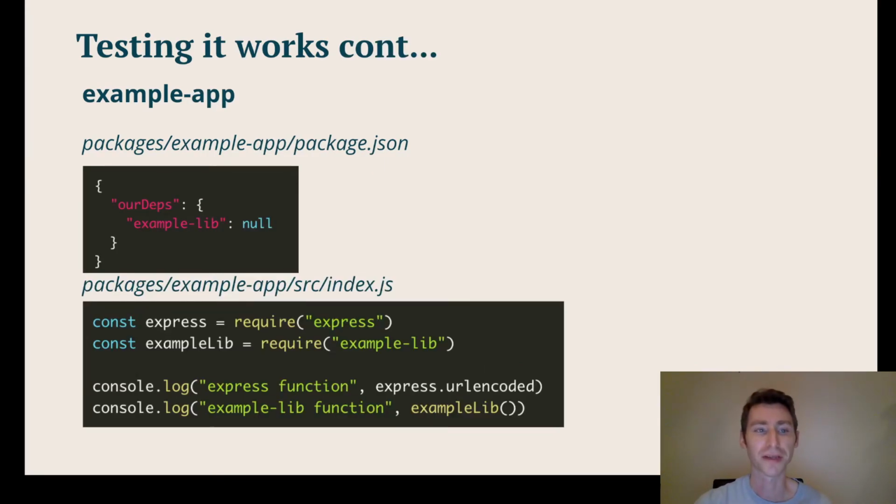Now onto the second part of testing the app. We've got the example app, which will print information from a real library using Express and our external library. So the packages example app package.json looks like this on the left. As mentioned, the version is ignored for our proof of concept, so I've just put null there. The packages example app source index is below. You can see I've just imported Express and our example app lib, just printing the statement and also just printing some code from the Express function, the URL encoded function, just one picked at random.